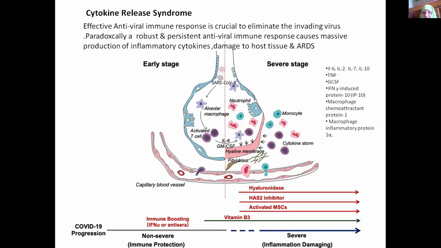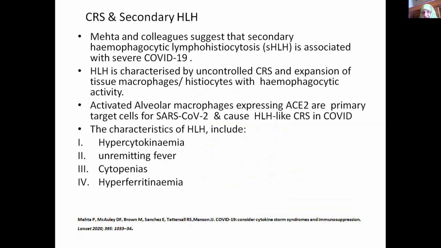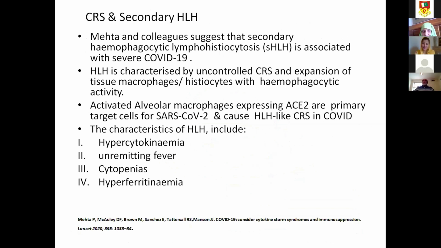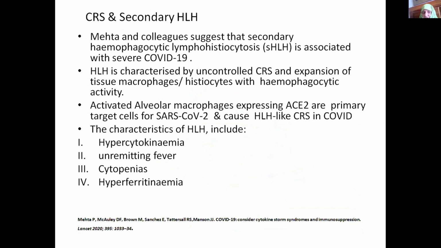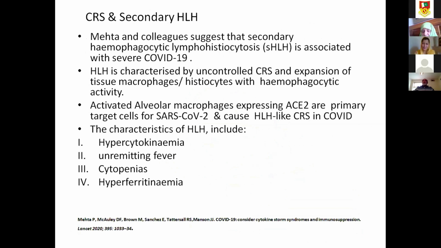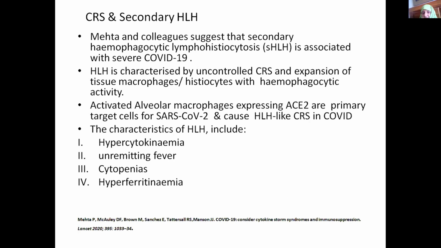There is edema in the lung tissue and many other tissues of the body. So there is a multi-organ manifestation which has been likened to secondary HLH. Mehta and colleagues first suggested that secondary hemophagocytic lymphohistiocytosis is associated with severe COVID-19 disease, and it is basically characterized by uncontrolled CRS and expansion of tissue macrophages and histiocytes with hemophagocytic activity. Activated alveolar macrophages expressing ACE2 are primary targets for the SARS-CoV-2 virus.